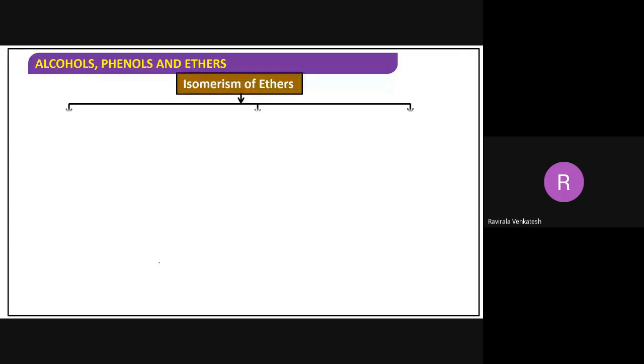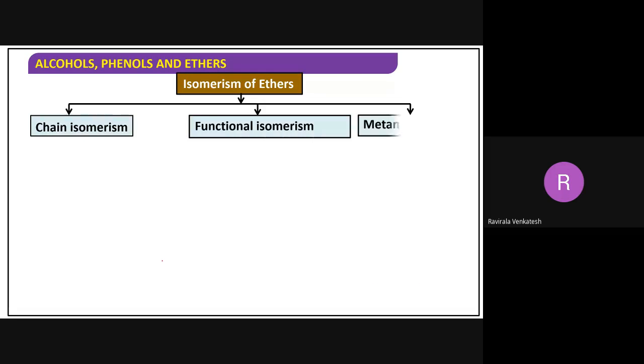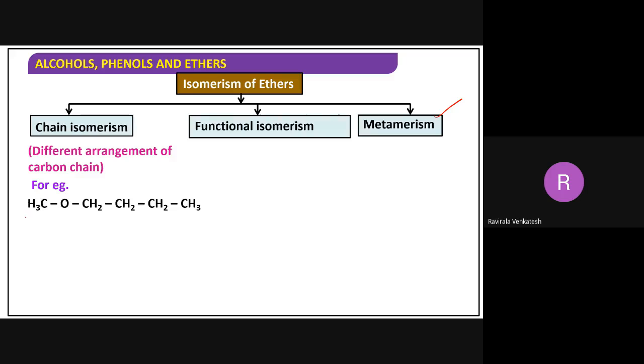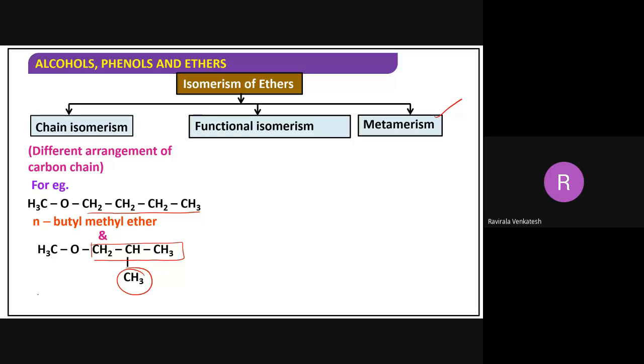Next, these are the isomers of ethers: chain isomers, functional isomers, and metamerism. Metamerism is important for us. Chain isomers means the arrangement of atoms is different. You can also write it like this: these 4 carbons can be put in one straight chain, and the remaining we can write outside. The number of carbons here is 1 and 4, here also 1 and 4. So this is called chain isomerism.